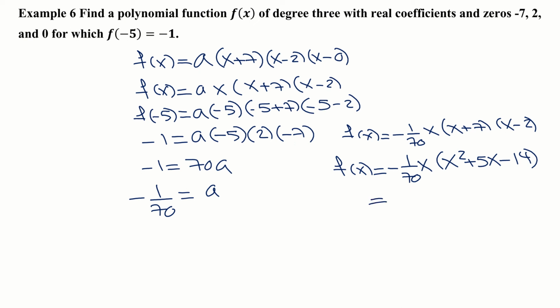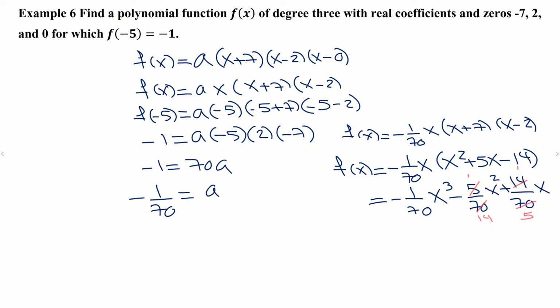So now we're going to distribute the negative 1 over 70x. So we get negative 1 over 70 x cubed minus 5 over 70x squared plus 14 over 70x. So now we noticed we can do some simplifying. We know 5 goes into 70 14 times, which means 14 goes into 70 5 times.